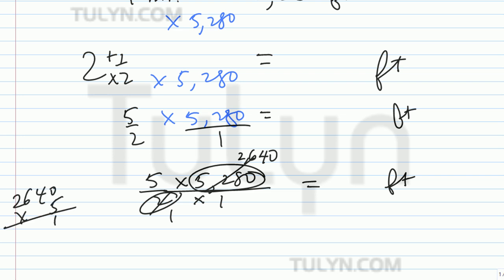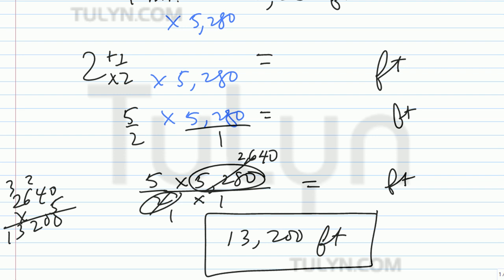0 times 5 is 0, 4 times 5 is 20, 6 times 5 is 30 plus 2 is 32, and let's see. So it's going to be 2, 3, 2 times 5 is 10, 10 plus 3 is 13. So it will be 13,200 feet for every 2.5 miles.